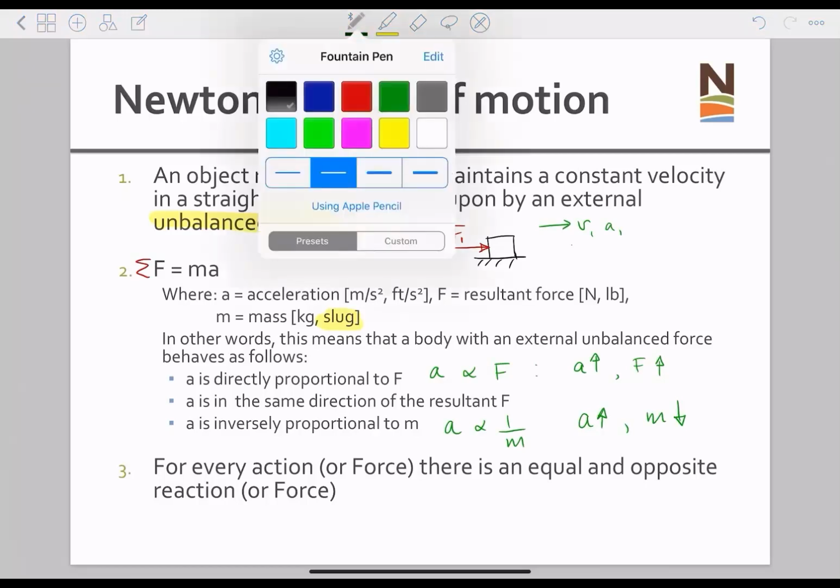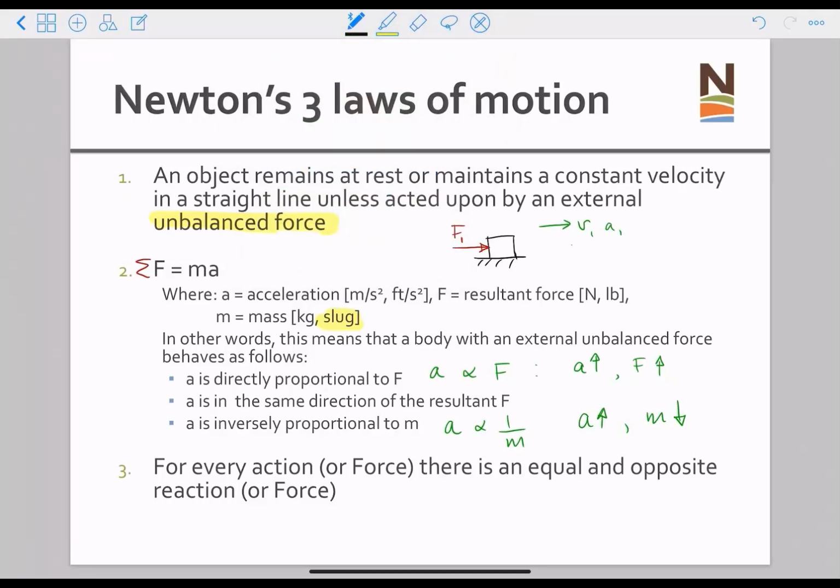And what is that weight? Well, very simply, remember that F is also equal to mg, g being the acceleration due to gravity here on Earth. So g is equal to 9.81 meters per second squared. Or if we're dealing with US customary units, we can say that g is equal to 32.2 feet per second squared. So do remember that it depends on which units we're working with, okay? Very important here.